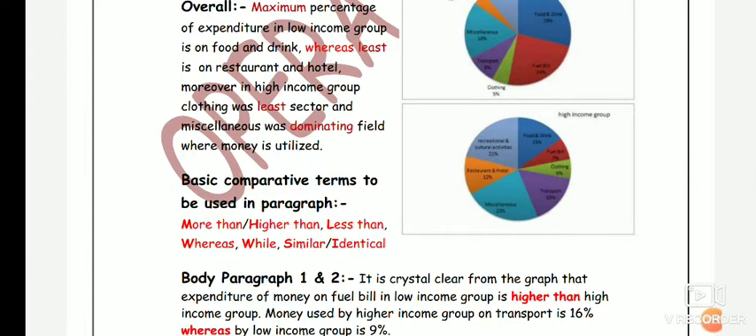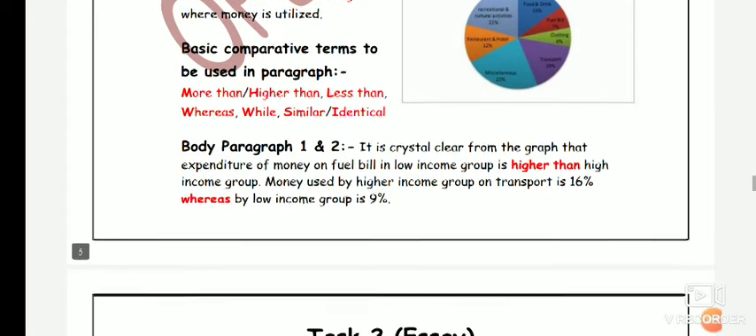Then coming to the comparative terms, which you can see on the screen, these are basic comparative terms like more than, higher than, less than, whereas, while, similar, identical. You can use all these comparative terms in the paragraph, as you can see in the slide below, where I have written body paragraphs 1 and 2. It is crystal clear from the graph that the expenditure of money on the fuel bill in the low income group is higher than in the high income group. I have used a comparative term here. You can make sentences accordingly.